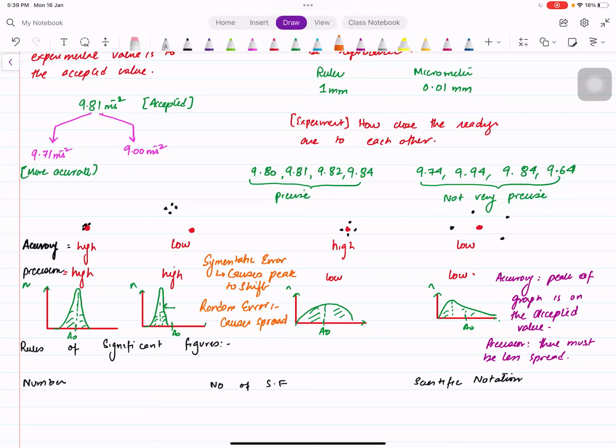Sir, the first two graphs are for high accuracy, right? The first is high accuracy, high precision. The second is low accuracy because the graph peak is shifted, but the values are precise because they're close to each other. Okay.